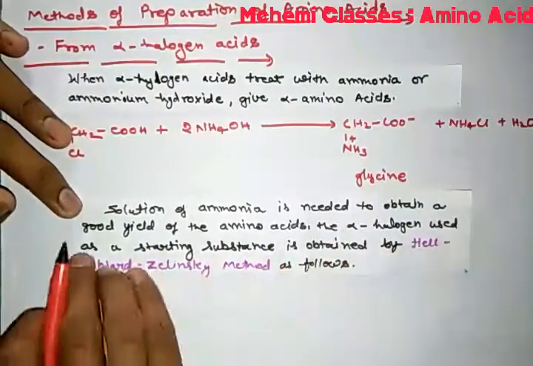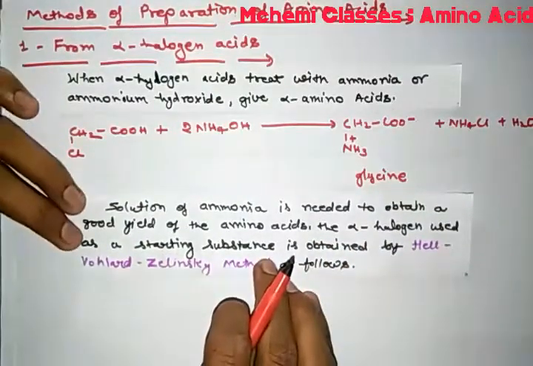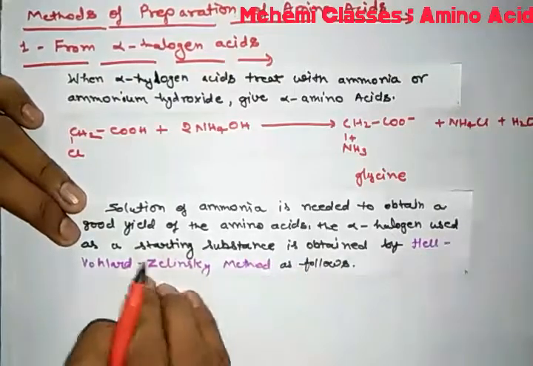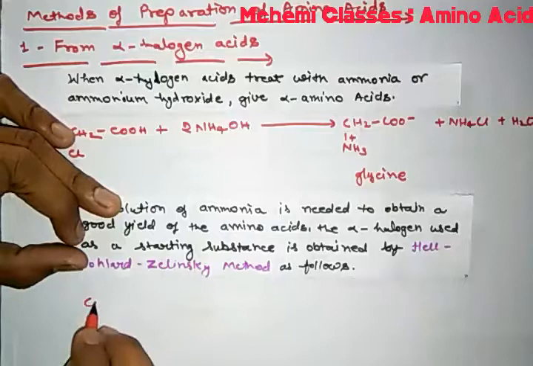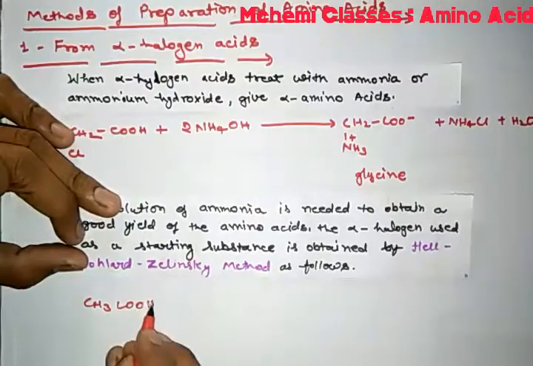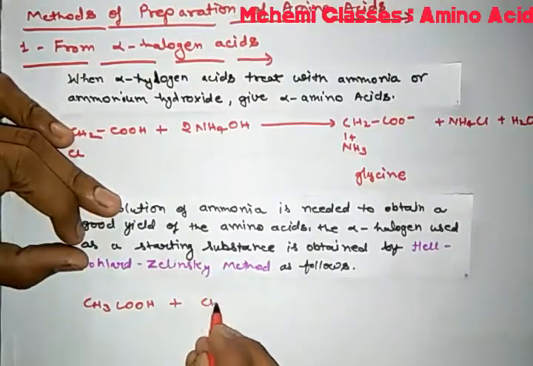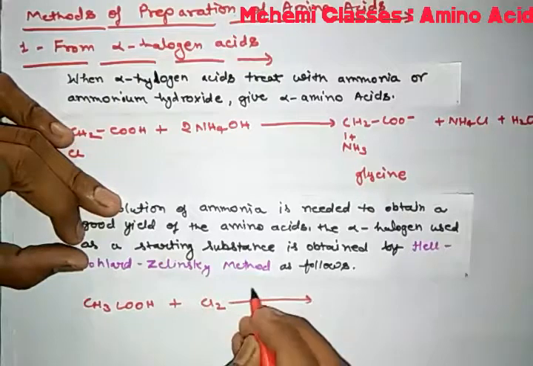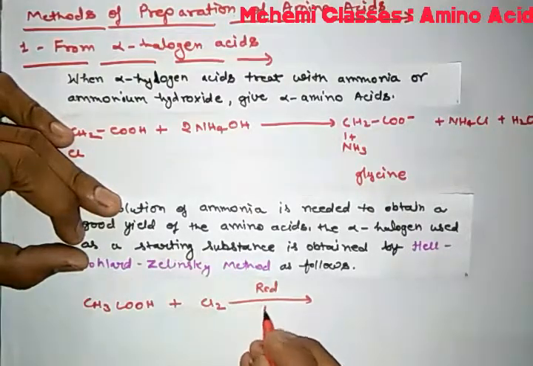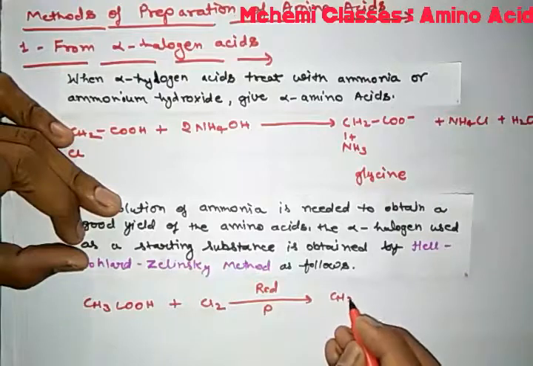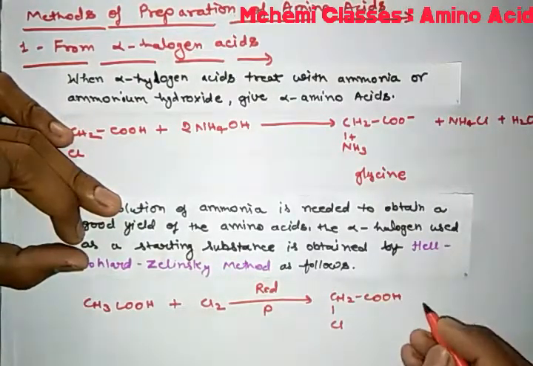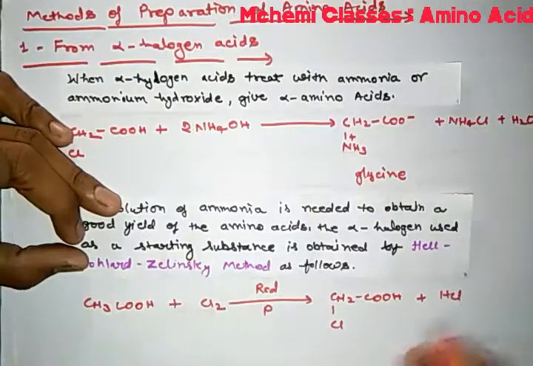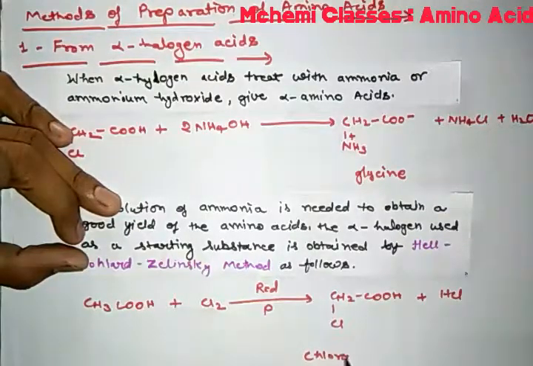The alpha halogen acid used as a starting substance is obtained by the Hell-Volhard-Zelinsky method as follows. Like, acetic acid reacts with chlorine in the presence of red phosphorus and alpha halogen acetic acid is obtained. Chloroacetic acid.